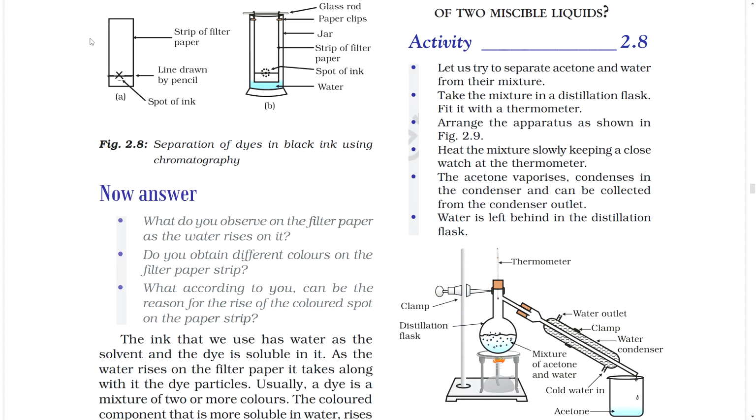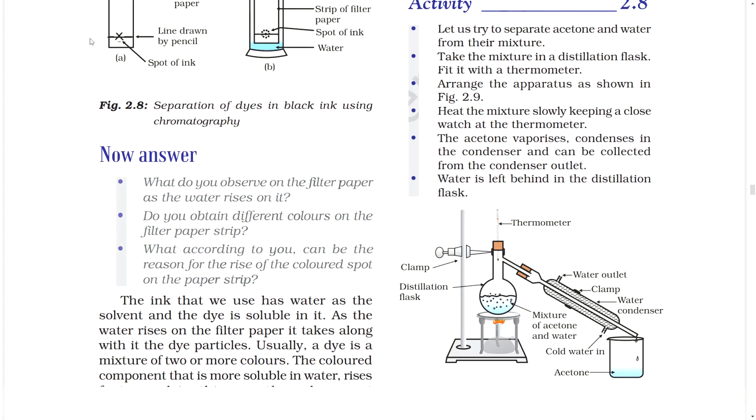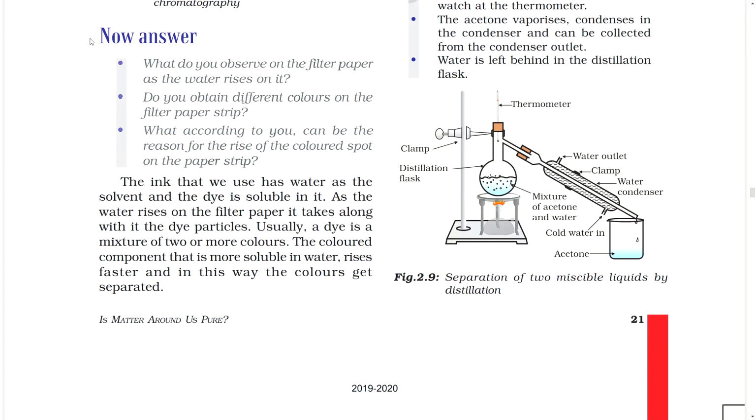Now answer. The ink that we use has water as a solvent and the dye is soluble in it. As the water rises on the filter paper, it takes along with it the dye particles. Usually a dye is a mixture of two or more colors. The colored component that is more soluble in water rises faster, and this way the colors get separated.